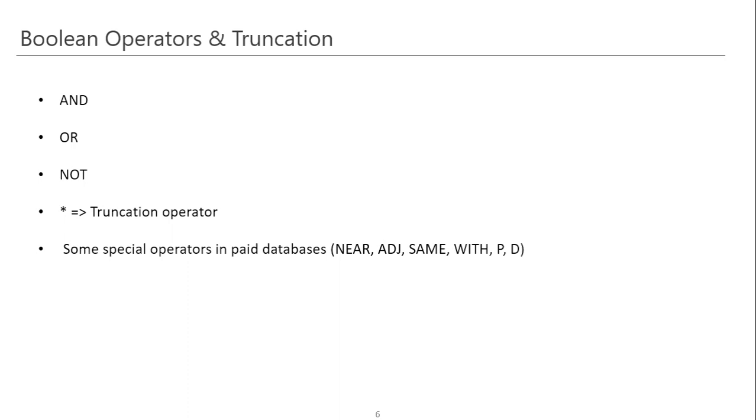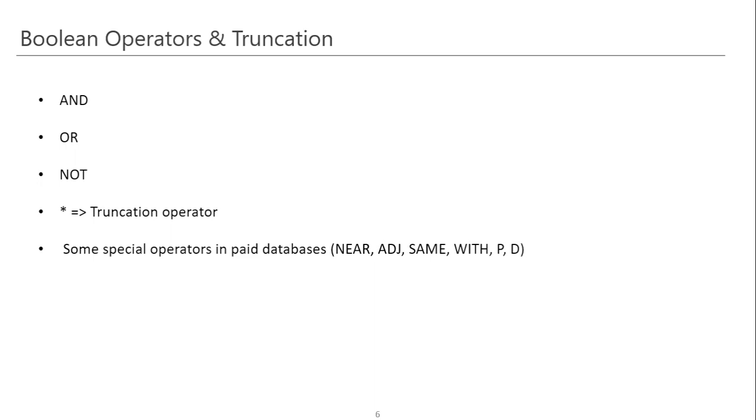Similarly, the third operator is the NOT operator. When you want to exclude any particular keyword, use this operator. Then we have a truncation operator. What does the truncation operator do? Truncation operator simply removes the need to write the entire keyword. For example, we'll talk about how we are going to use the truncation operator.